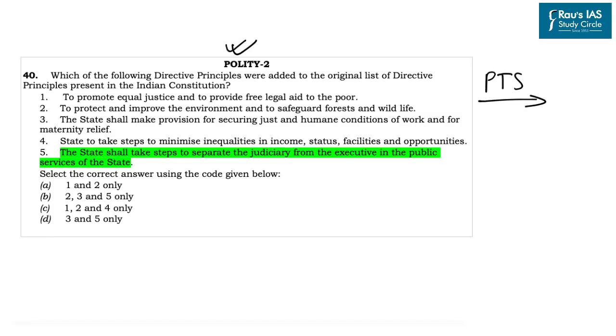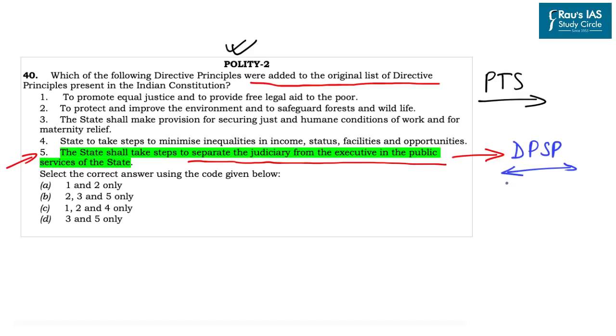It says that which of the following directive principles were added to the original list of directive principles present in the Indian Constitution. And one of the options provided was that state shall take steps to separate the judiciary from the executive in public services of the state. Now, this part of DPSP was there since inception of the Constitution of India. So, through this statement, you are also being told that separation of judiciary from the executive has been there in the Indian Constitution since the Constitution came into effect.